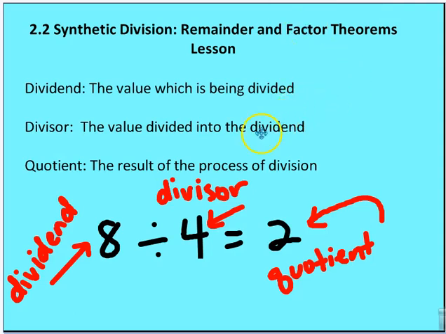So let's talk about the parts of the division process. The dividend is the value which is being divided. The divisor is the value that's divided into the dividend. And the quotient is the result of the process of division. So dividend 8, divisor 4, 4 divided into 8 leaves us with a quotient of 2.